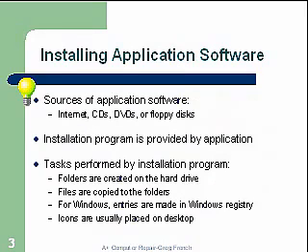Installing application software. Sources of application software: the internet, CDs, DVDs, or floppy disks. Also maybe flash drives. Installation program is provided by the application. So every application has some kind of an installation program to install it into the OS.